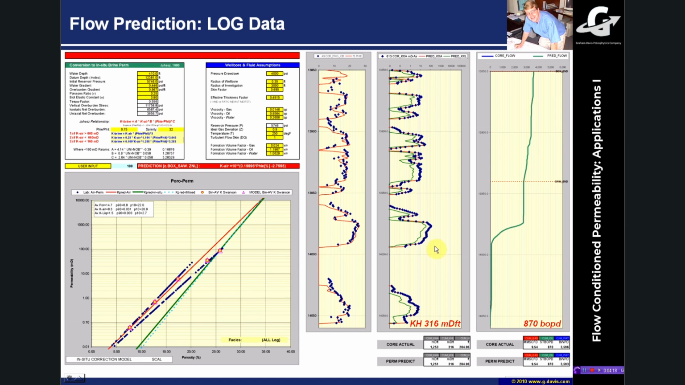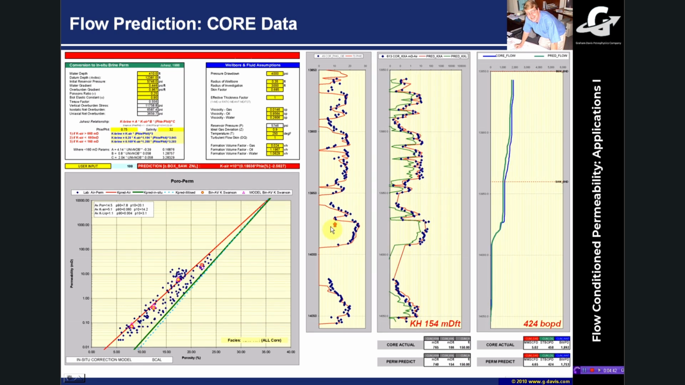And the eagle-eyed amongst you will notice that, in fact, the inflow profile is a little bit higher here in the log data in this particular example than it is with the core data, and that's really because you can see that I'm slightly over-predicting my log porosity here compared to the core porosity over this particular interval, and therefore I calculate a slightly higher permeability.